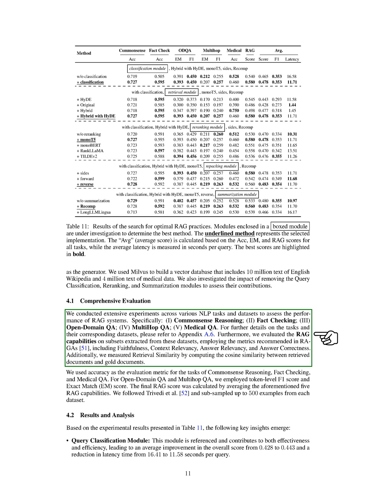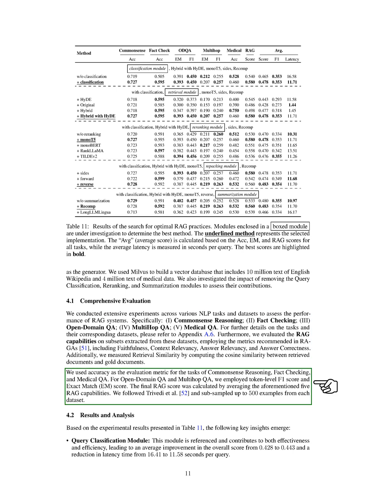We assessed the RAG capabilities on subsets of these tasks using metrics like faithfulness, context relevancy, answer correctness, and retrieval similarity. The evaluation metrics varied based on the task, such as accuracy for common sense reasoning, fact-checking, and medical QA, and token-level F1 score and exact match score for open domain QA and multi-hop QA. The final RAG score was calculated by averaging these capabilities across tasks, and we analyzed up to 500 examples from each dataset.